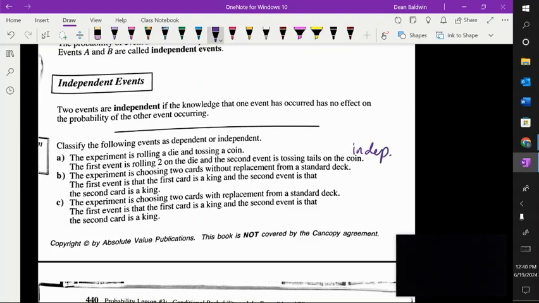B, we're choosing 2 cards without replacement from a standard deck. First card is a king, second card is also a king. Those are dependent, right? Because if you draw a king on the first one, that changes the probability of the second one. 2 cards with replacement. As soon as it says with replacement, you know it's going to be independent, right? Because you've put it back in and reset everything. So it's independent. Okay.